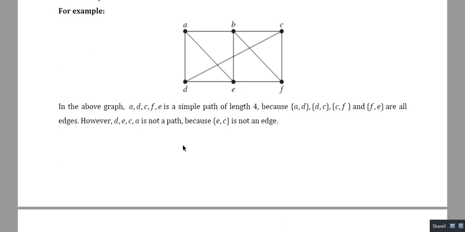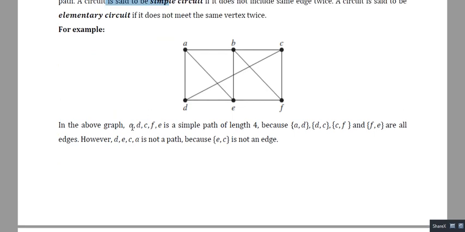So this is an example: ADCFE is a path of length 4, because these edges are present: AD, DC, CF and FE are all edges. However, DECA is not a path. DEC, no, they are not connected, because EC is not an edge.